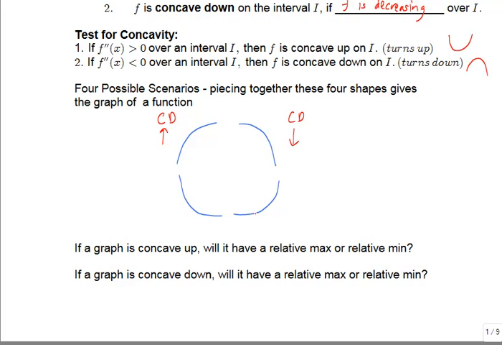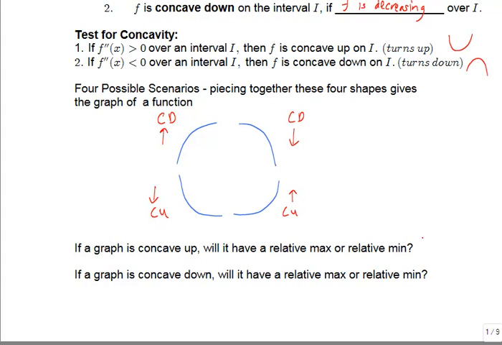These two on the bottom form that valley shape, so they are both concave up, but the one on the left falls, so that would be decreasing and concave up, and the one on the right rises, so that's increasing and concave up. Okay, so we're going to figure out a test and a strategy for figuring out which of these 4 pieces we want our graph to have, and we're going to piece them all together to create the entire graph. Now, if a graph is concave up, will it have a relative max or a relative min?